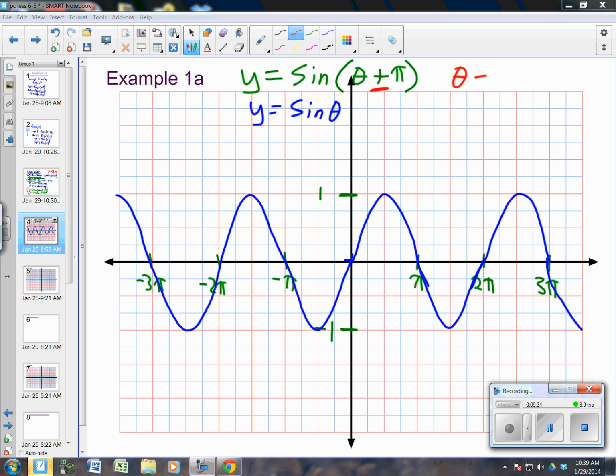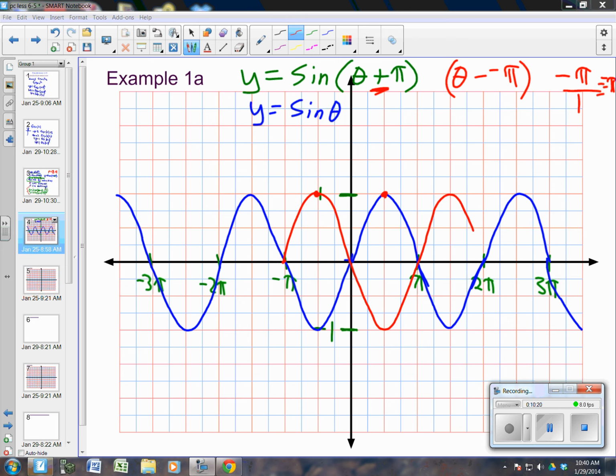Okay? Since this is a plus sign right here, this is really saying theta minus a negative pi, right? That's what that's saying. So really, that's a negative pi. If I take negative pi, which is c, divided by k, what's k, everybody? 1. Negative pi divided by 1 is negative pi. So the shift that's going to happen right here is pi units to the left, since it's negative, right? So I'm going to take everything on here and shift it left pi units. So this point right here is going to shift over to there, and this point right here is going to shift to right there. So the graph is going like this.